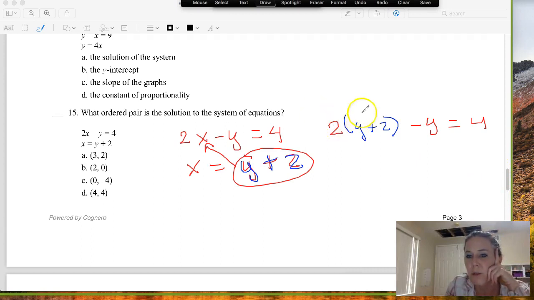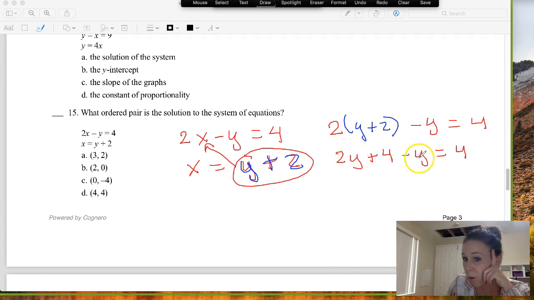So I'm going to distribute. 2 times y is 2y. 2 times 2 is 4. Then I subtract y, equals 4. Now I just do equation solving. Combine like terms. 2 y's minus one more y is just 1y. So I'm going to write 1y. So I have y plus 4 equals 4.